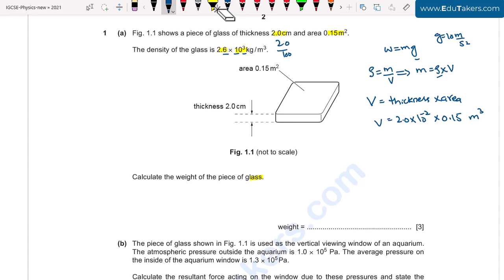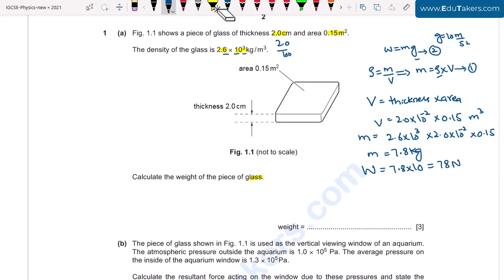And now I put this value in this equation. So m comes to be density, 2.6 × 10^3, multiplied by 2.0 × 10^-2 and 0.15. So mass comes to be 7.8 kilograms. We put the value of mass in this equation to calculate weight. So weight will be equal to 7.8 multiplied by 10. So it comes to be 78 newtons. The weight will be equal to 78 newtons.